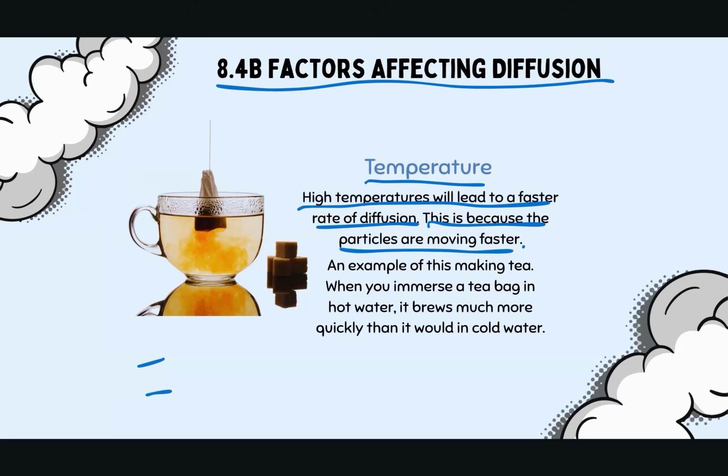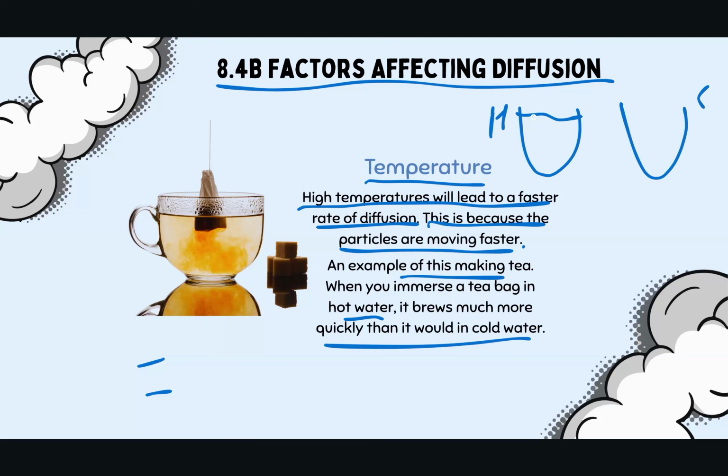An example of this is making tea. When you immerse a tea bag into hot water, it brews but much more quickly than in cold water. So if you've got your two cups, this is hot and this is cold. If you put your tea bag inside, this will change color much more quickly because the water's hot. It's giving the particles more energy, so it diffuses much more quickly. In cold water, it will diffuse but be much, much slower because there's less energy being given to the particles.